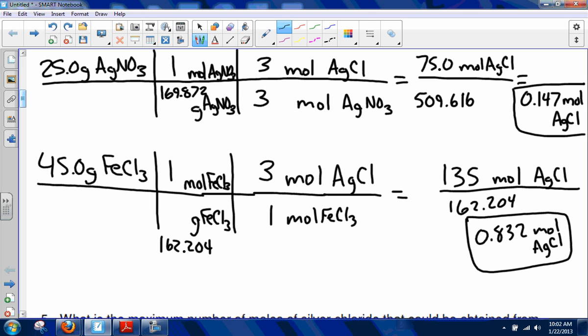Okay, we look at these two numbers. We have to make a comparison. We're determining the limiting reactant, so we have to determine which one of our reactants ran out. If we run out of a reactant, we're going to produce a smaller amount. So which one's smaller? The top one. 0.147 is smaller than 0.832, right? And what reactant gave us that 0.147? The silver nitrate. So the answer for this one is silver nitrate.